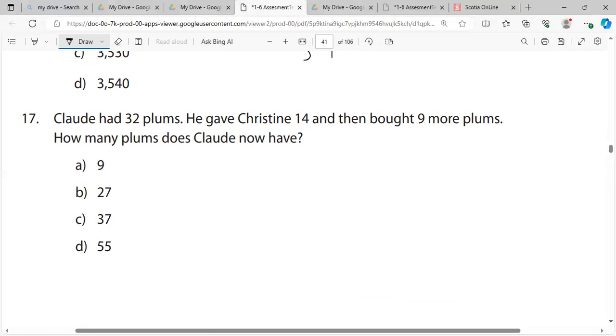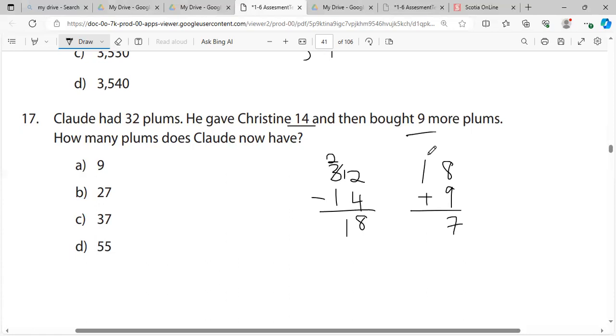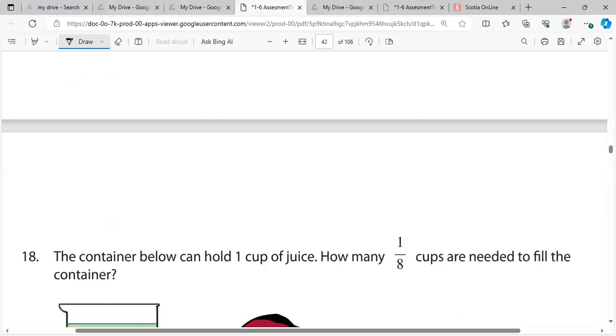Claude had 32 plums. He gave Christine 14 plums and then bought 9 more plums. How many plums does Claude now have? Alright, let's go. So he had 32. He gave Christine 14, so we're going to subtract the 14 that he gave Christine. 4 from 2 you can't, so 4 from 12 is 8. So you now have 18. And guess what? He bought 9 more. So the 9 he bought, we're going to add to that. 9 and 8, 17, 7 carry 1. So that's 27. You could have also subtracted 9 from the 14 and then subtracted the difference. That could work also.